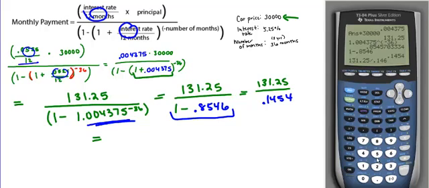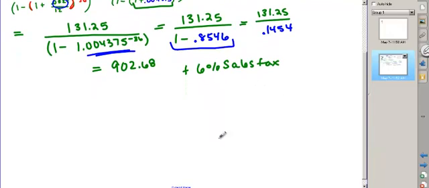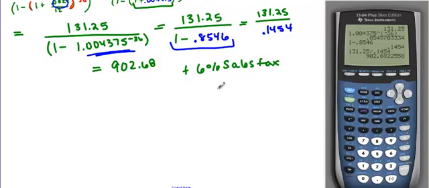And we end up with 902.68. So our monthly payments would be $902.68. Now, all of this is calculated before the 6% sales tax. So we have to add 6% sales tax. Well, how do we calculate sales tax? Again, we need to turn our percentage into a decimal. So 6% as a decimal is 0.06. So we're going to be calculating 0.06 of 902.68 and adding it to the 902.68.